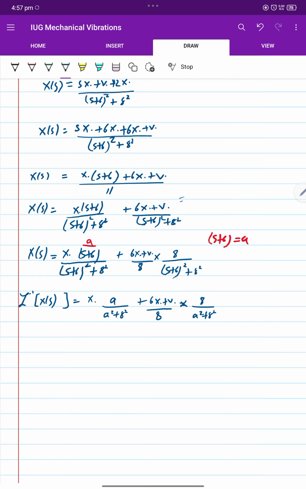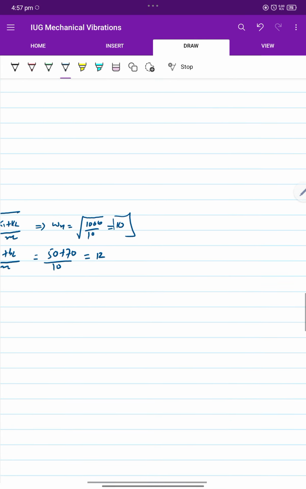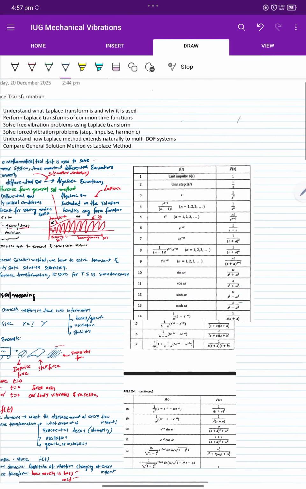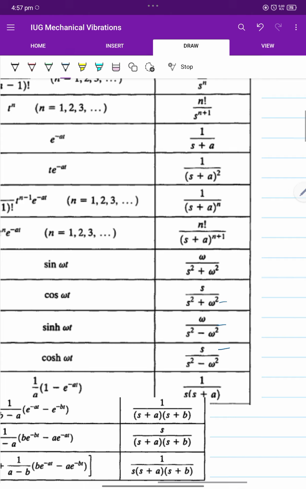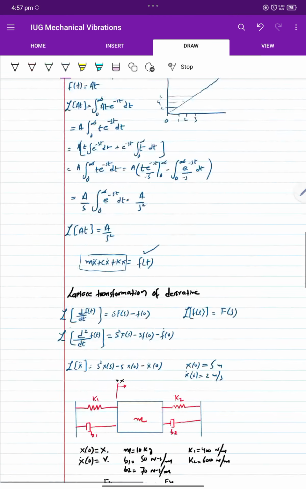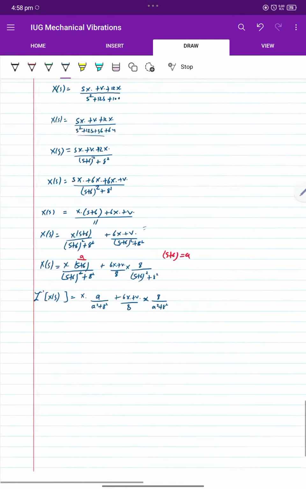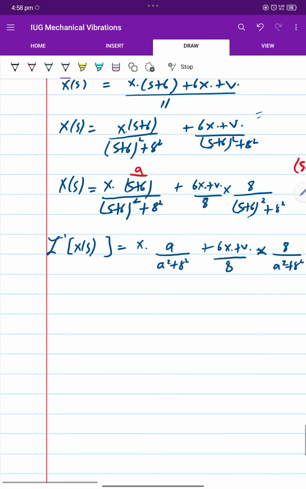So if you just match this one with our table, one is s divided by s square plus omega square, one is corresponding to omega divided by s square plus omega square. So I know if I take the inverse Laplace transform of the first expression, it will convert to cosine, and if I take the inverse Laplace transform of the second expression, it becomes the sine. Correspondingly, just maintain the position of each variable. So if we take the inverse Laplace transformation of this one, it will convert to x of t.